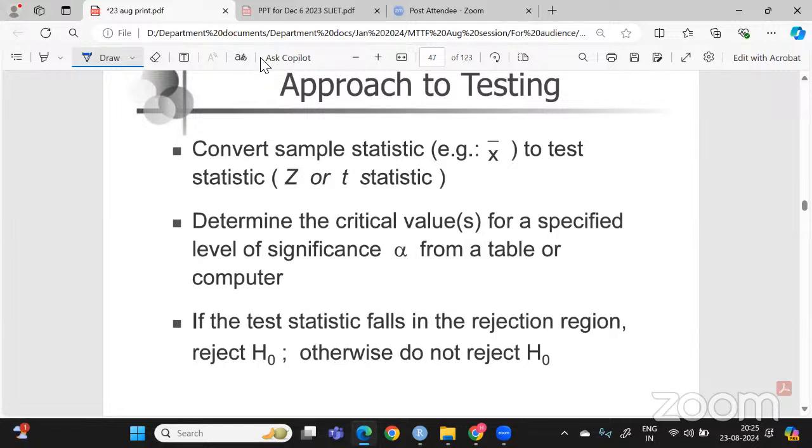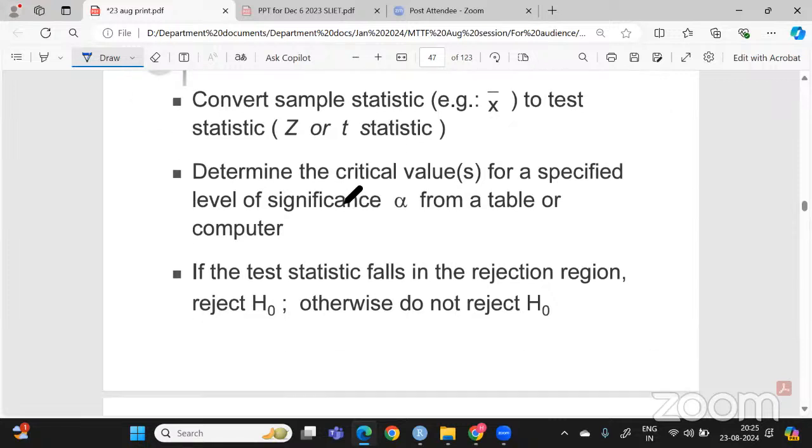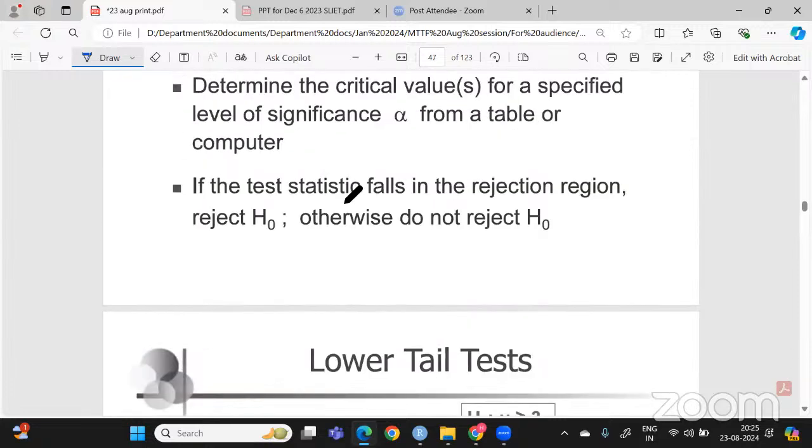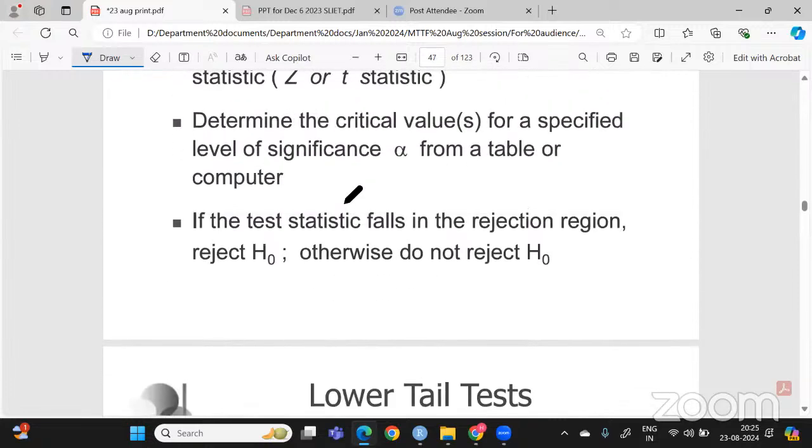So now, the approach of testing. As already discussed with you, there will again be two test statistics. One is based upon the information that is given to us: if sigma is known or unknown, based upon that, we have a different form of test statistic. And how will we make a statement about the acceptance or rejection of the null hypothesis? Let me explain it to you.